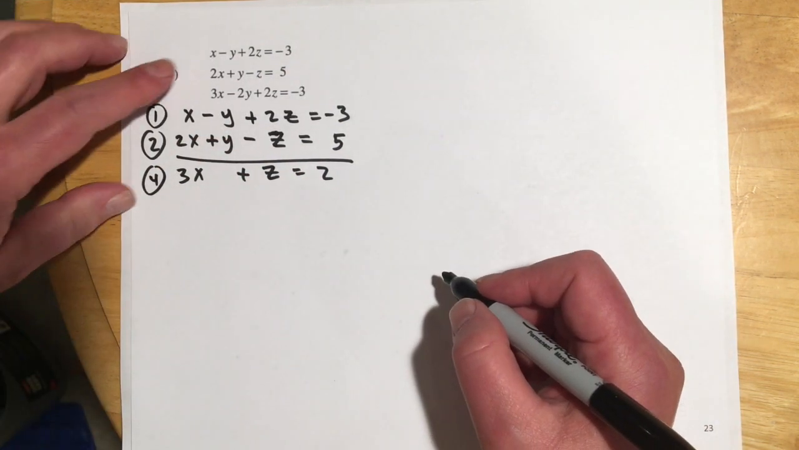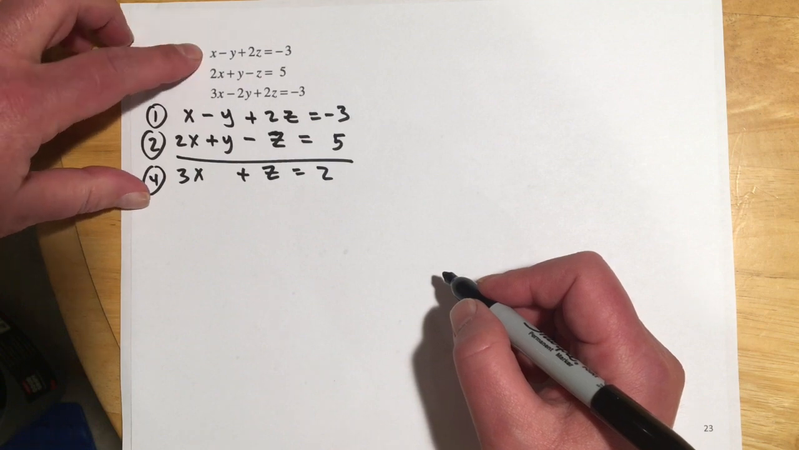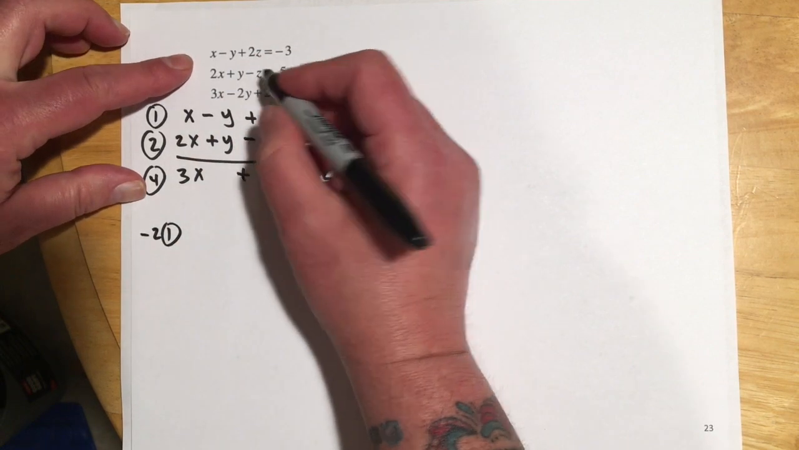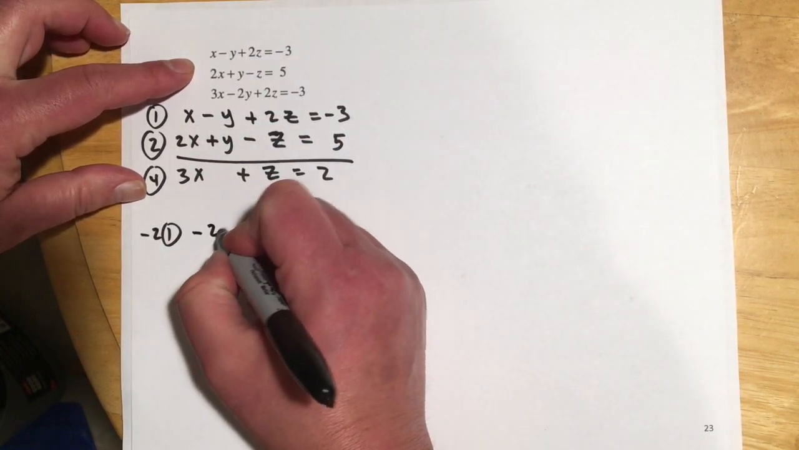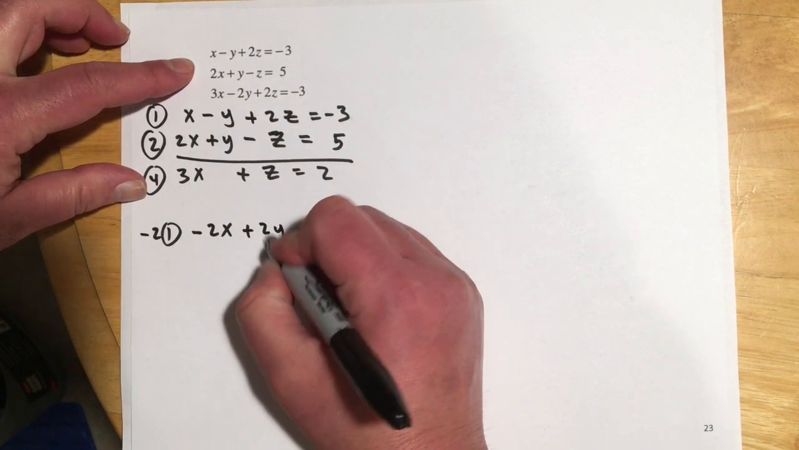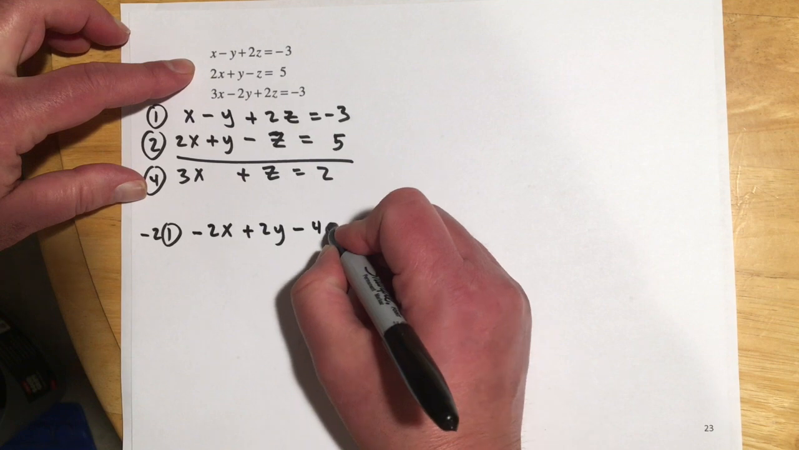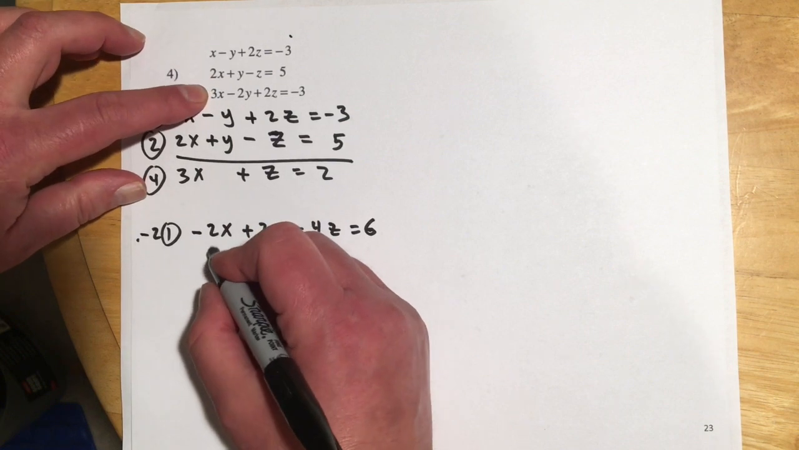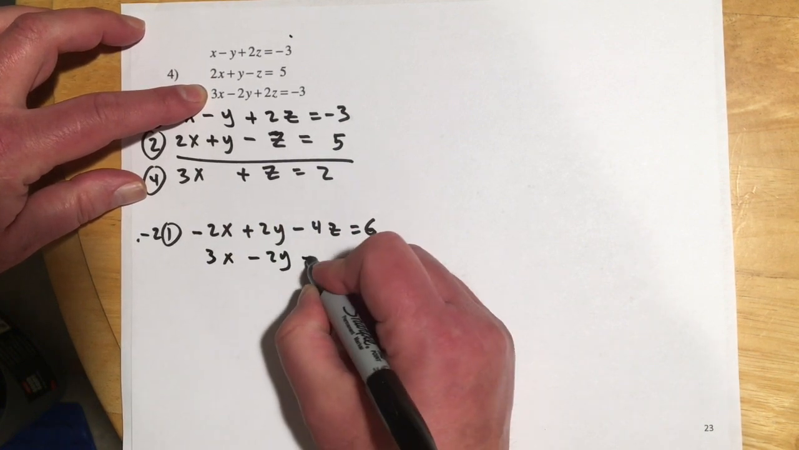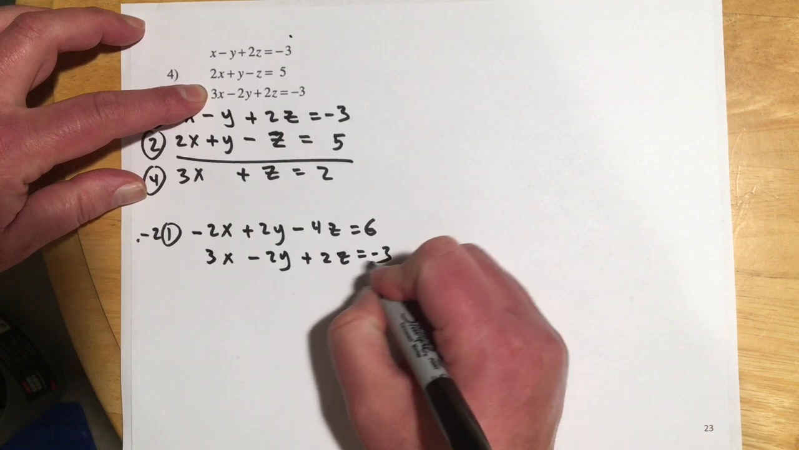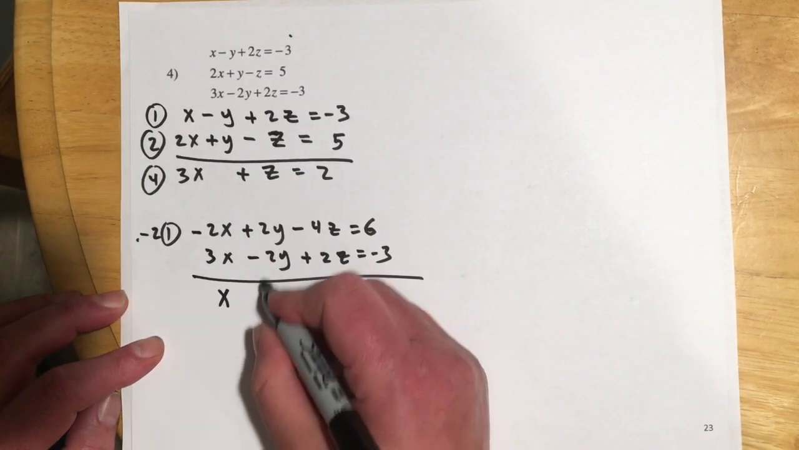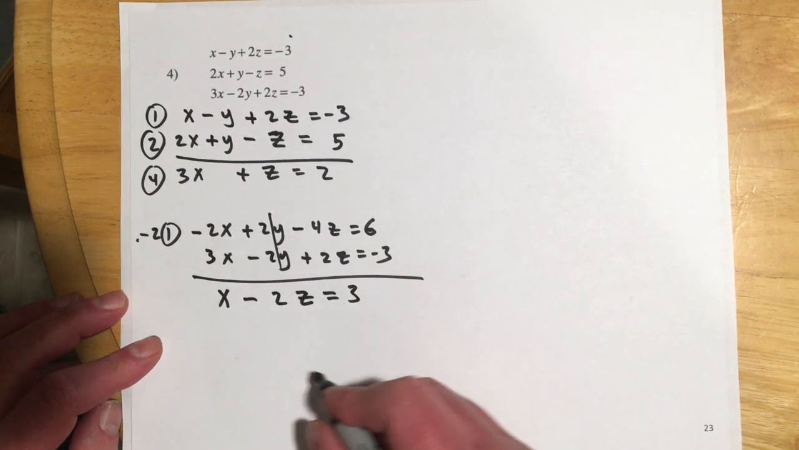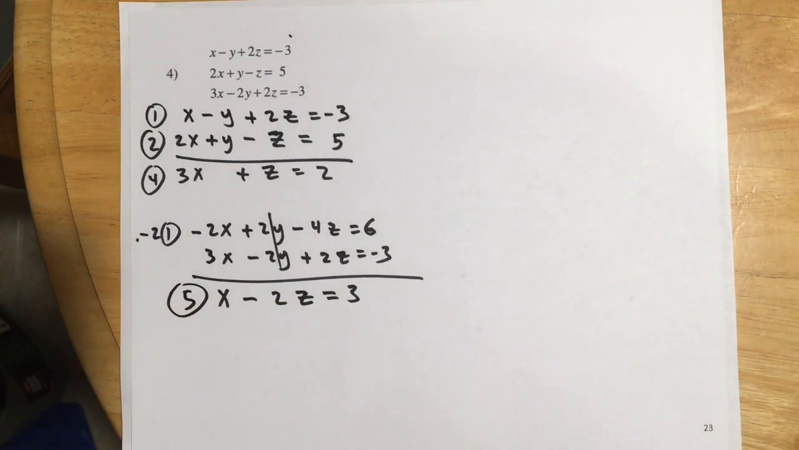And then I'll probably do, I'm going to do negative 2 times equation 1, and then add that to equation 2. So negative 2x minus and minus make a plus 2y, which is what I needed, minus, that's 4z and positive 6. And then adding these together, I get x, y's drop out, minus 2z equals 3. So for me, that's my equation 5.